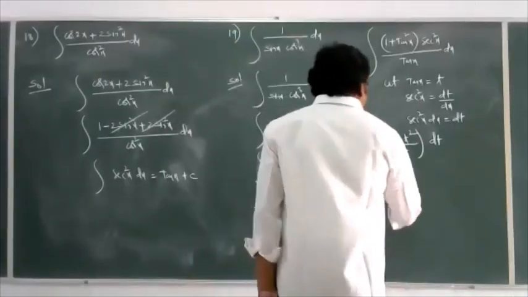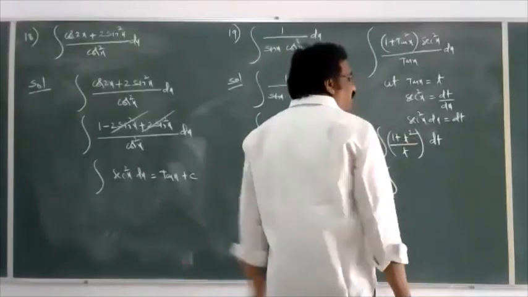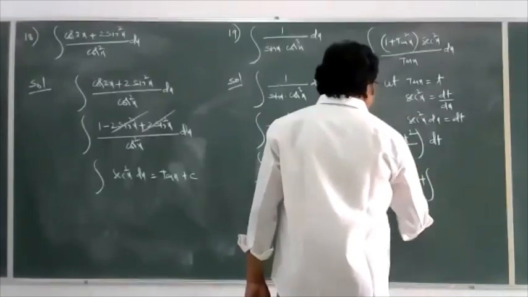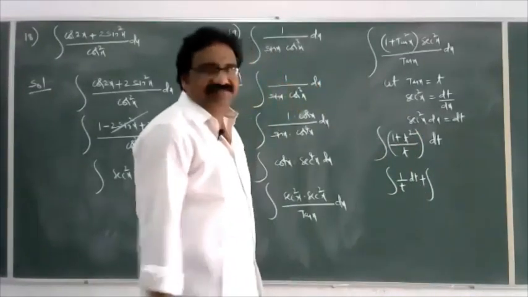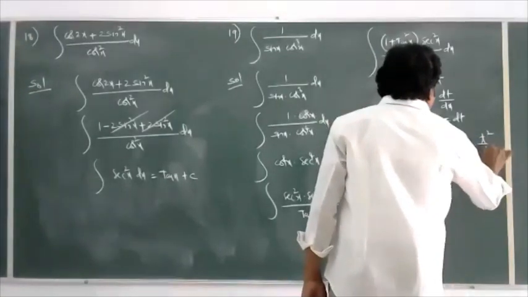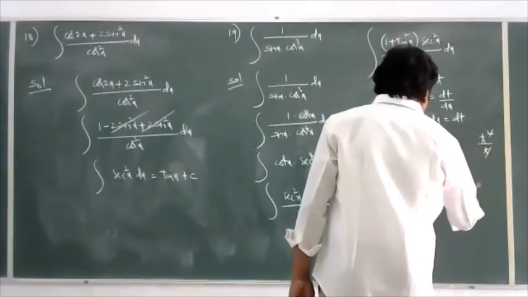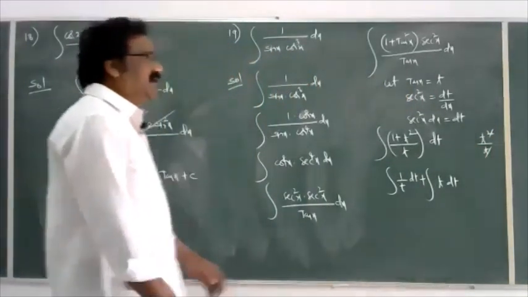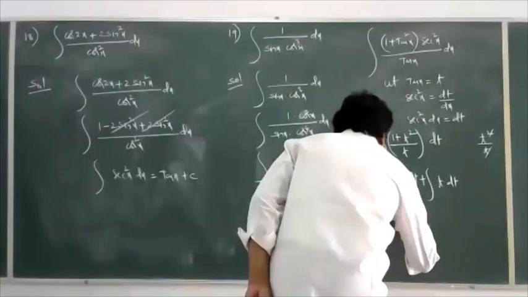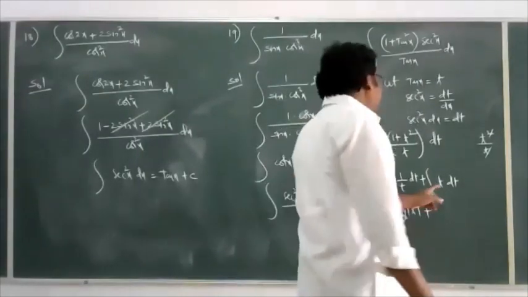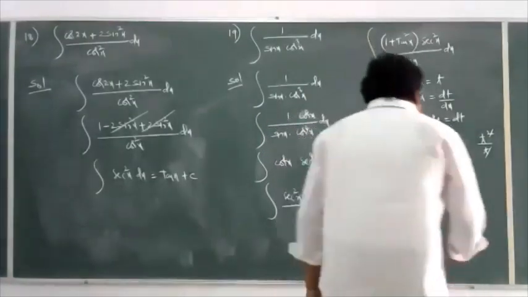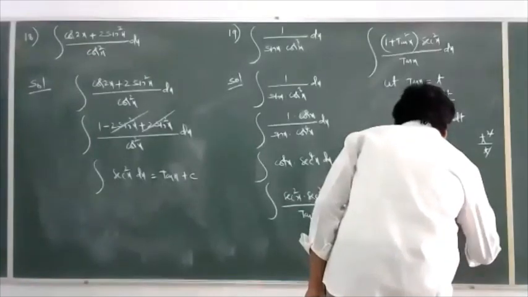You can split the given function into two integrals: integral 1 by t dt plus integral t square by t. T square by t, one t cancels, that is t into dt. So the integration of 1 by t is log mod t, plus the integration of t, using t power n integration, t power n plus 1 by n plus 1, is t power 2 by 2, plus c.